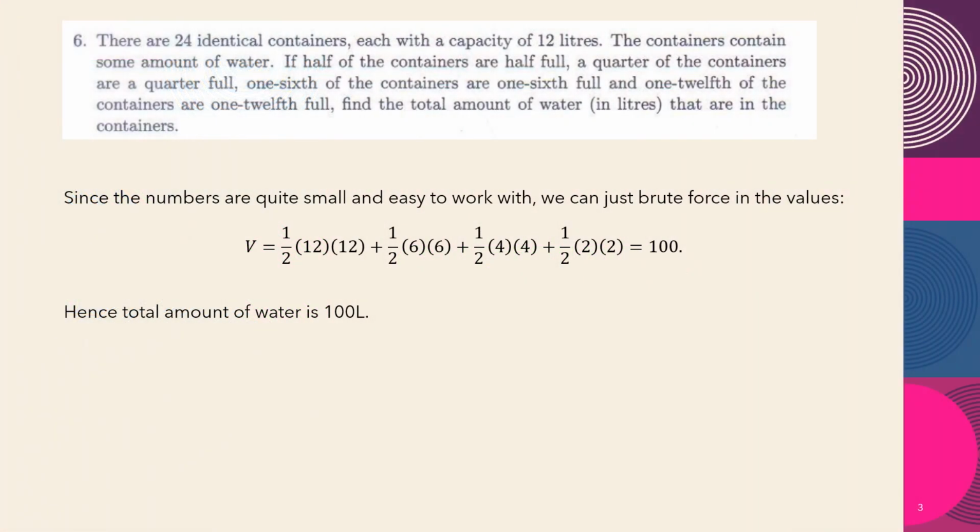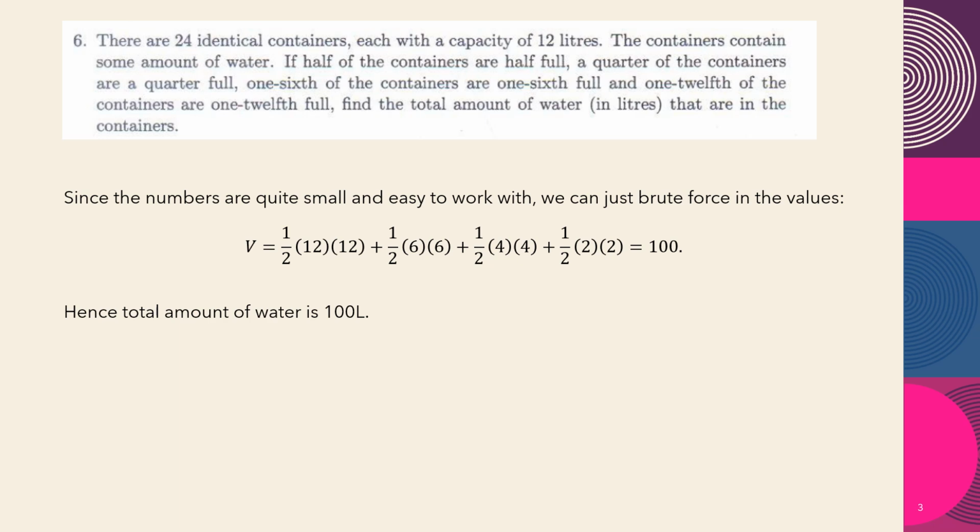Question 6 asks that 24 identical containers, each with a capacity of 12 liters, contain some amount of water. If half of the containers are half full, a quarter of the containers are quarter full, and so on, until 1/12 of the containers are 1/12 full, find the total amount of water in liters that are in the containers, in totality.